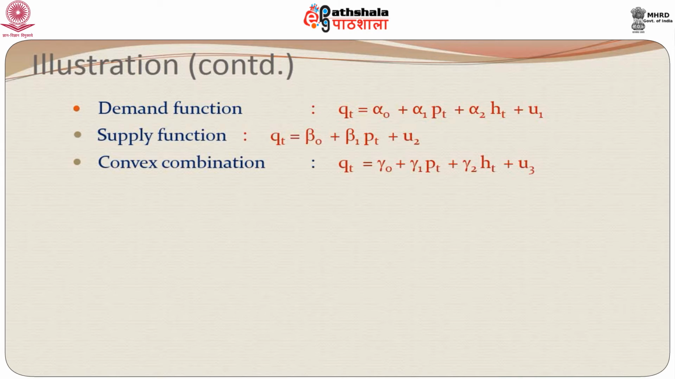This is because if we multiply the first equation by lambda and the second by 1 minus lambda, then obviously there would be a coefficient for Ht coming in from the first equation, and therefore we would have gamma 2 Ht in the convex combination. So, now you see that the demand function and the convex combination look similar, but not the supply function. So, what happens if we run a regression of Q on P and H?